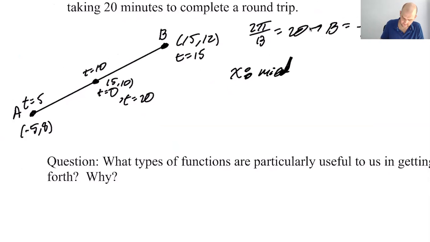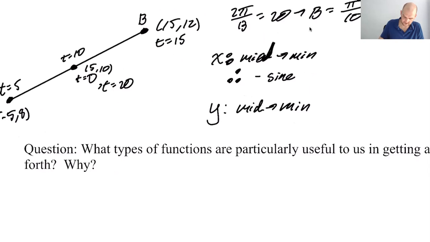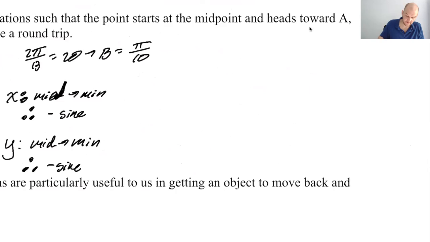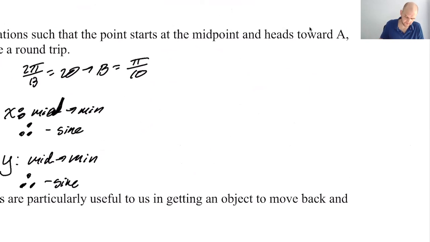Middle to minimum. So that's going to be negative sign. And then y is going middle to minimum. So that's also a negative sign. So it's a bad example, but what are you going to do? Could someone ever possibly change it?